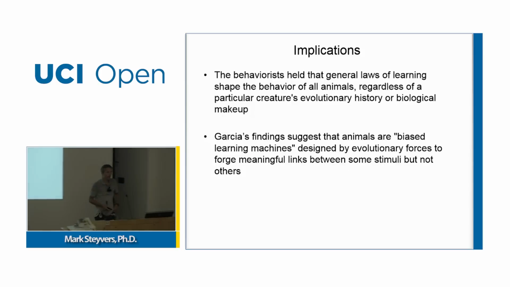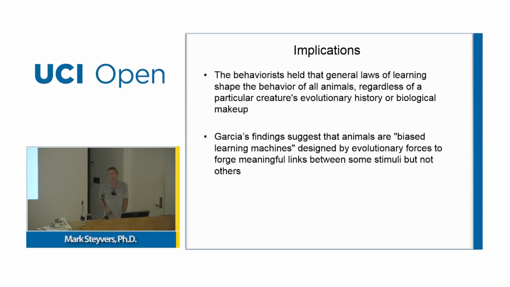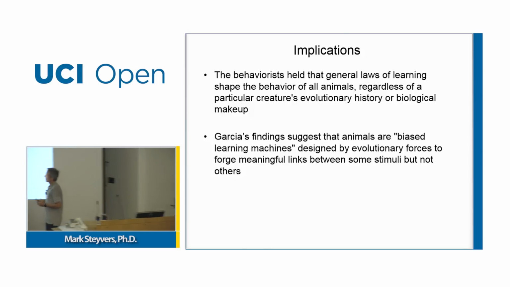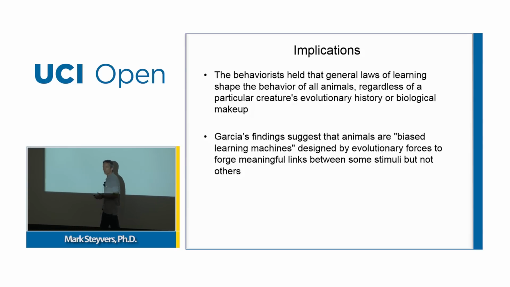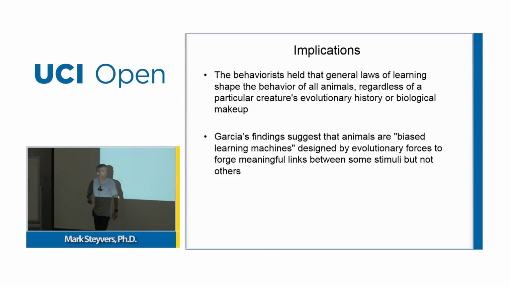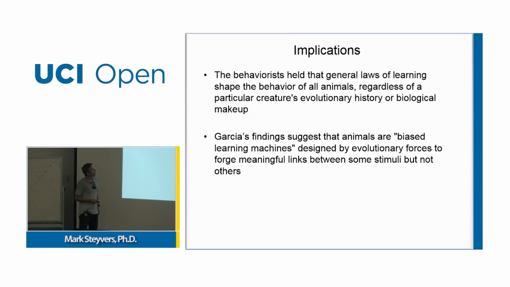And Garcia argued that animals are biased learning machines. So evolution is basically informing these rats that some associations are more natural, more important than others. And so we have to think about the evolutionary background of these animals to understand what they will eventually learn.